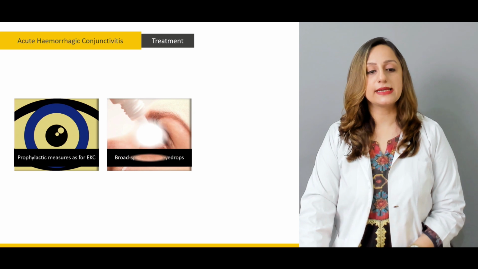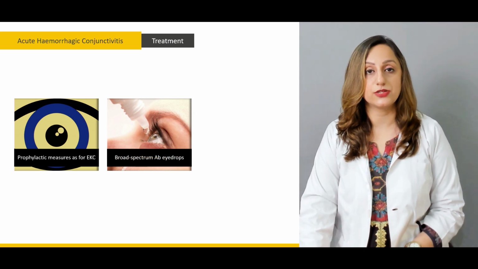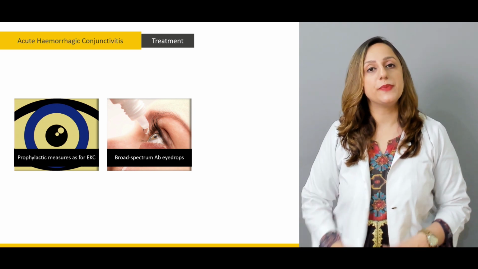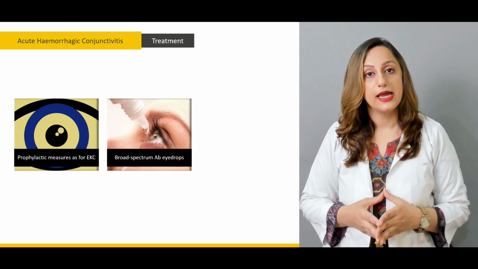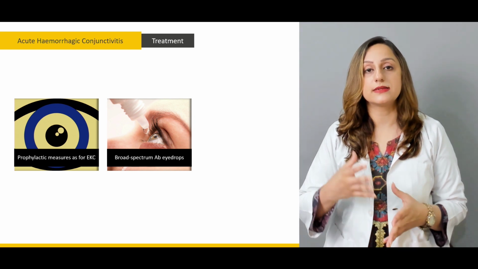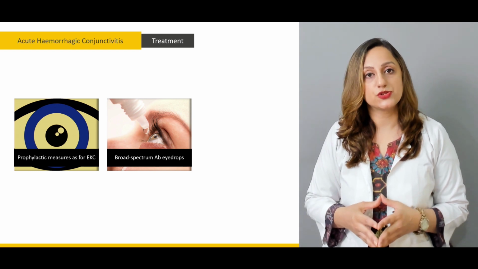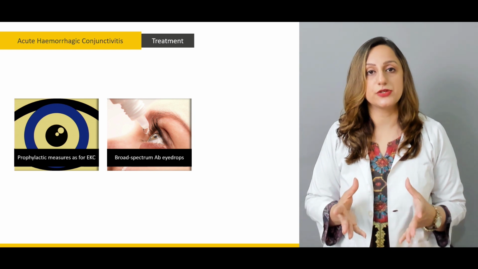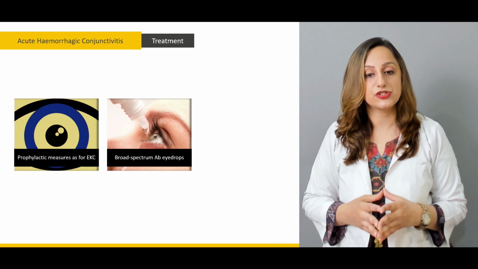The treatment encompasses the prophylactic measures taken for epidemic keratoconjunctivitis. It is again a contagious disease, so we should educate the patient about the spread of the infection. It can spread eye to eye, through vector transmission, or through the sharing of personal products, which can be responsible for the spread of hemorrhagic conjunctivitis.